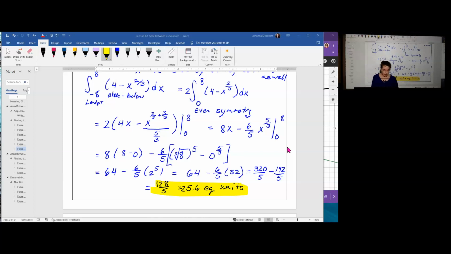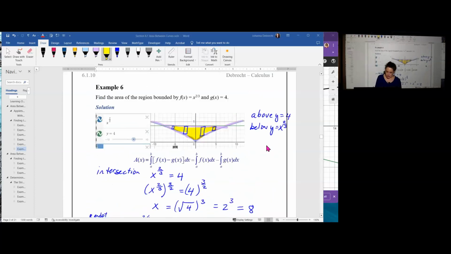Let's go back and check and make sure that this seems like a reasonable answer. In this case, if I'm to highlight 1 square unit, I may have to do it in a different color since it's very small. That single block of blue there is the size of 1 square unit. And I do have quite a few of them in here. 25.6 sounds reasonable.